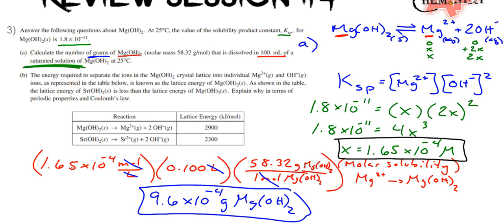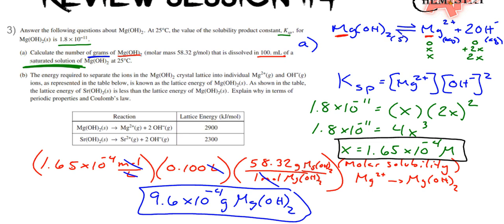All right, we did letter B, but I think it's important. I feel like we've covered this a lot, which is good, because they are going to probably bring it up. But it resets. So even if you messed up, if you haven't noticed on your final when we went through that stuff, these problems reset on these little problems quite often. The energy required to separate the ions in the Mg(OH)2 crystal lattice into individual ions is represented in the table below. It is known as the lattice energy. As shown in the table, the lattice energy of strontium hydroxide is less than the lattice energy of Mg(OH)2. Explain in terms of the periodic properties and Coulomb's law.